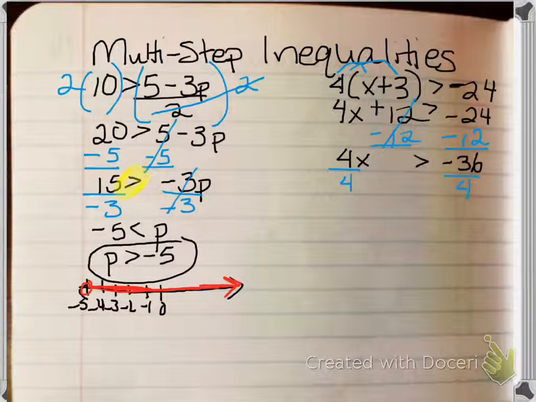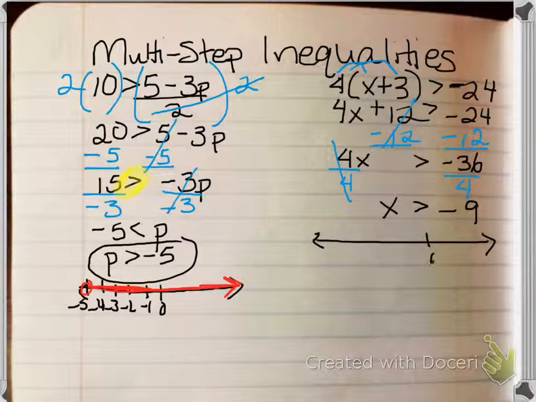The 4's on the left side cancel out, which leaves me with an x. Our 4 was a positive, so we don't have to worry about flipping our sign. So it's going to stay as a greater than sign. And then finally on the right side, we've got -36 divided by 4, which will give us a -9. Our x is on the correct side, already on the left there, so this is ready to be graphed.